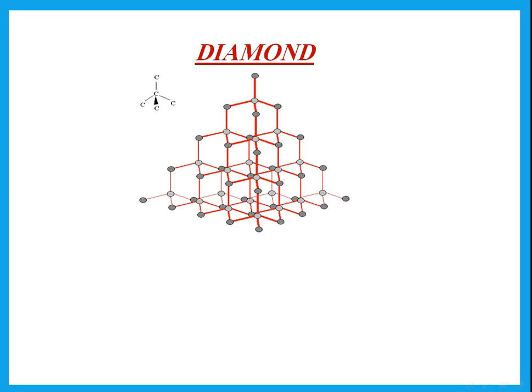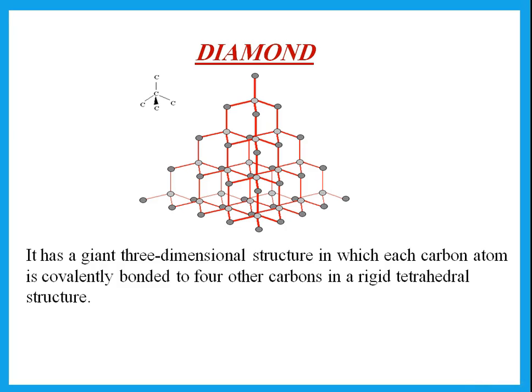So let's take a look at the structure of diamond, structure of graphite, and the structure of fullerene. Diamond looks like this. So diamond is just made up of carbon atoms. All of these gray dots or black dots are carbon atoms, and they are arranged in this kind of structure, which is called a tetrahedral structure.